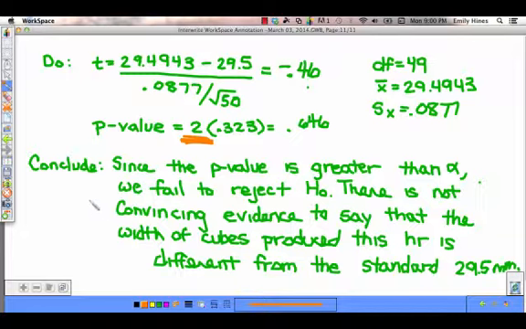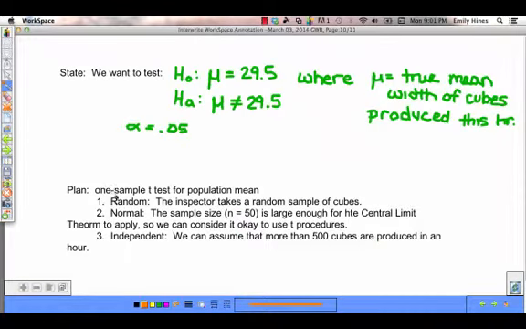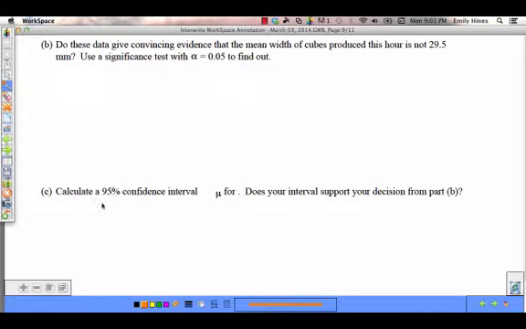So, notice exactly the same with it being a two-sided one, except I have to multiply my p-value by 2. That's the only difference you ever make with one-sided versus two-sided. In two-sided, I have to multiply my p-value times 2. Okay, so let's go back here and look at this. Let's calculate a 95% confidence interval, and see if our interval supports our decision.